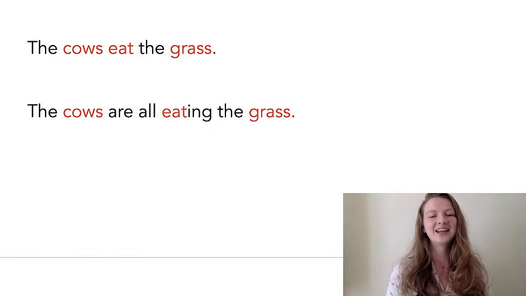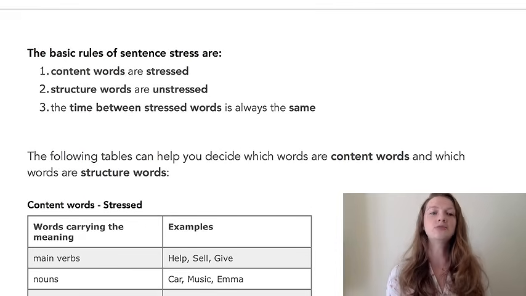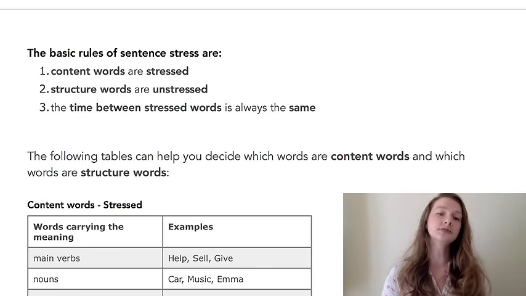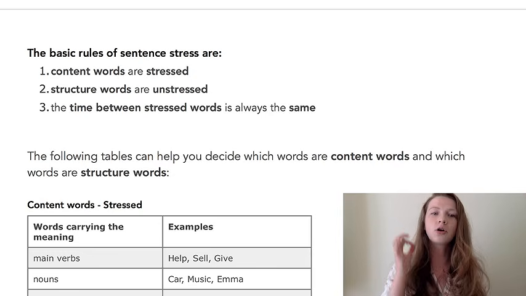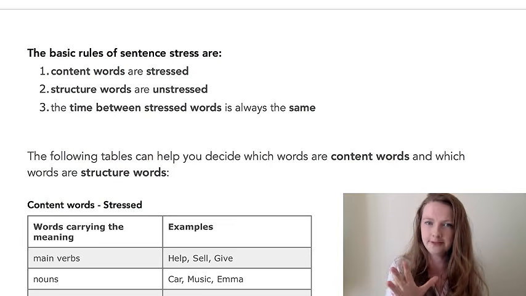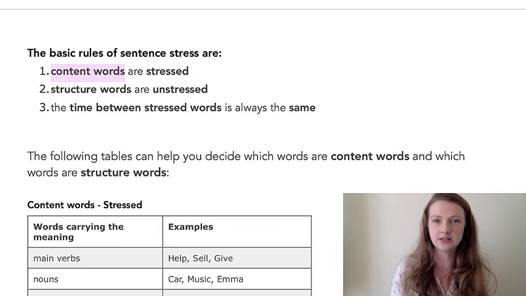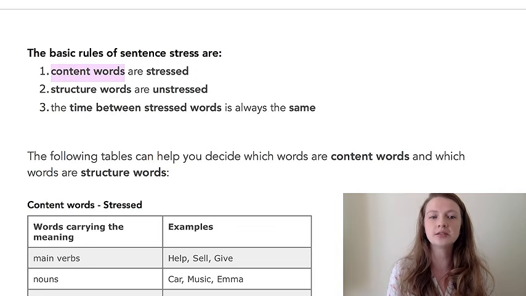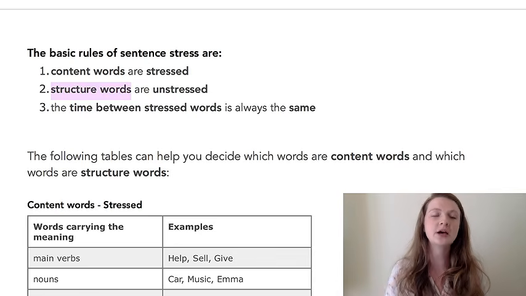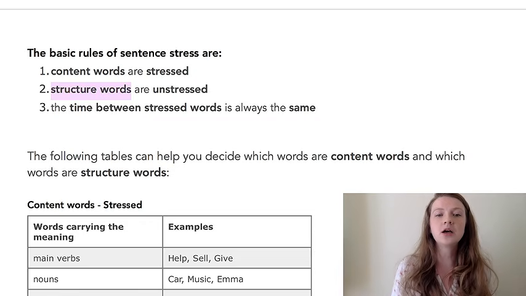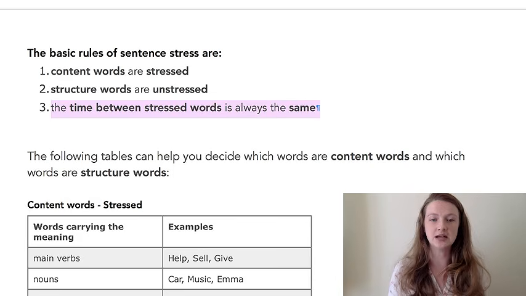Okay? Next, let's have a look at some rules. So the basic rules of sentence stress are, number 1, your content words are stressed. Normally, they are stressed, okay? Structure words are unstressed. Your content words are basically the words that carry meaning in a sentence. Your structure words are your little words that are there mostly just for grammatical purposes so that it's all grammatically correct. All right? The time between stressed words is always the same in English.